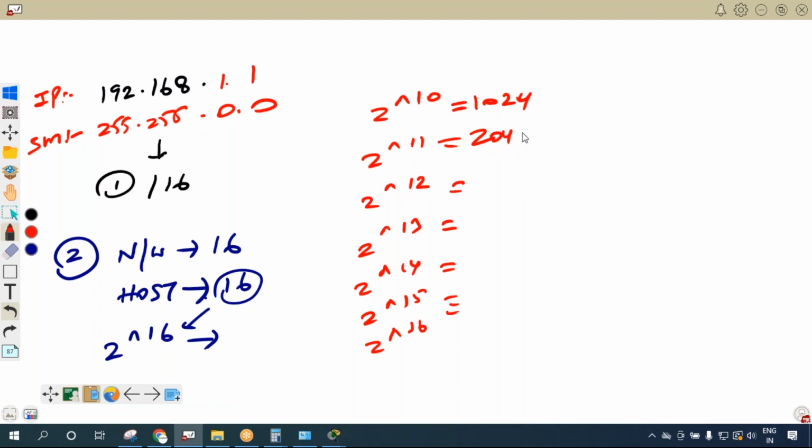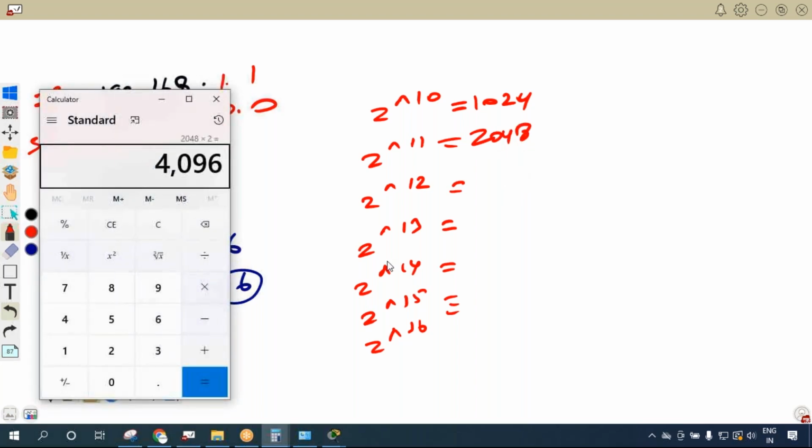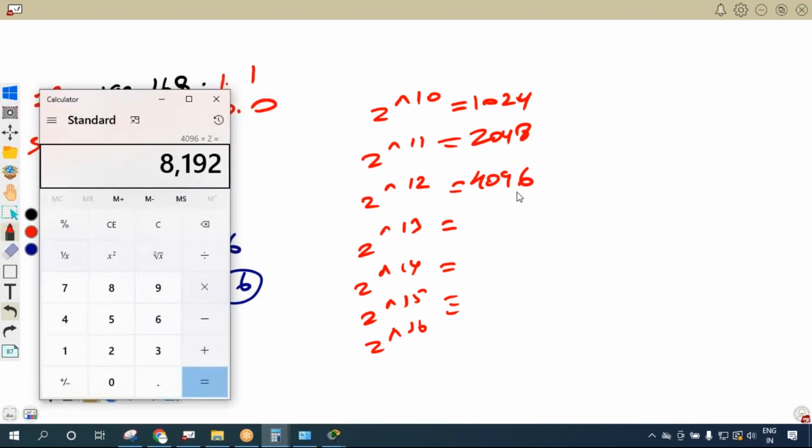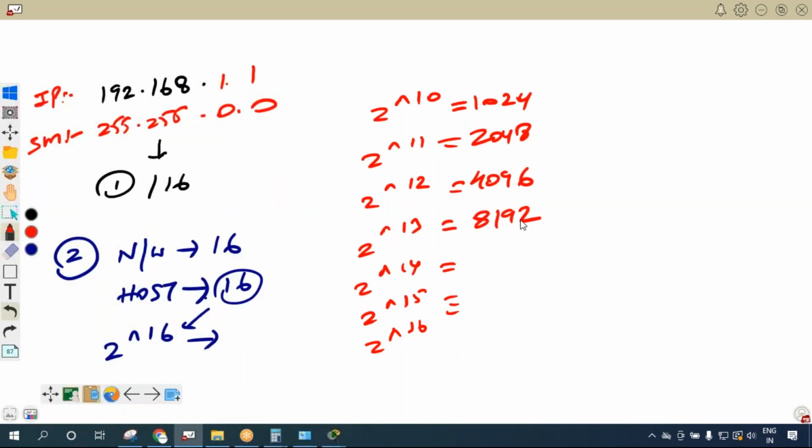2048. 2048 into 2, what will you get? 4096. 4096 into 2, what will you get? 8192. 8192 into 2, what will you get? 16384. Am I right?